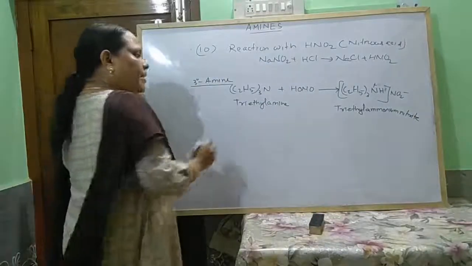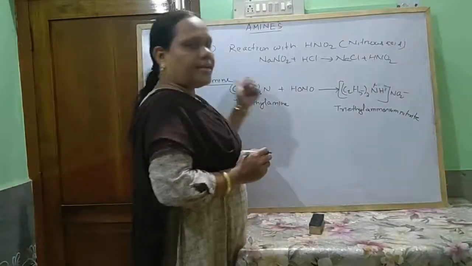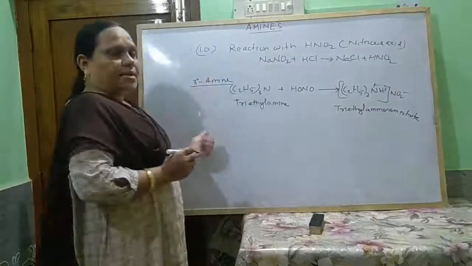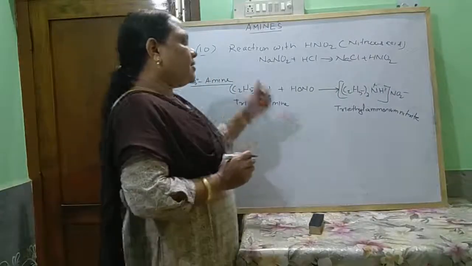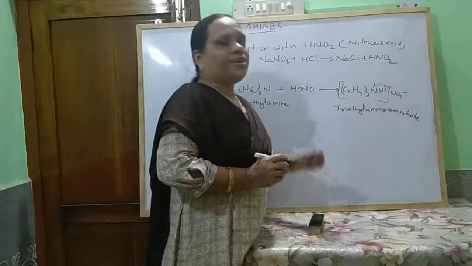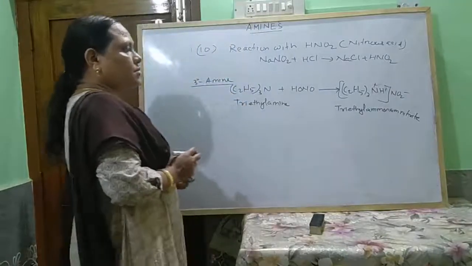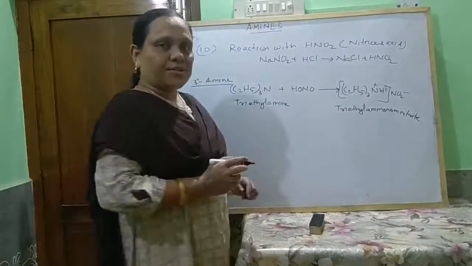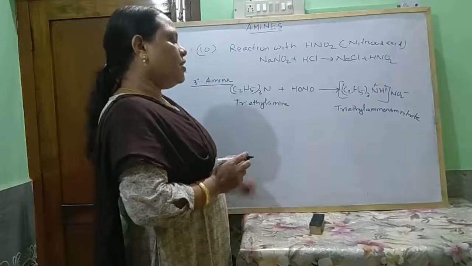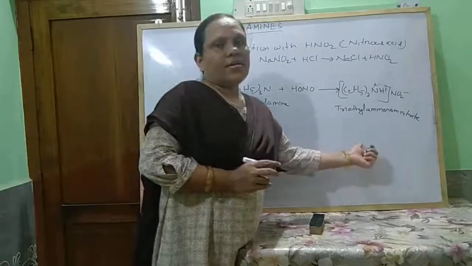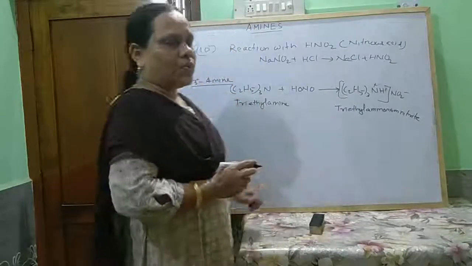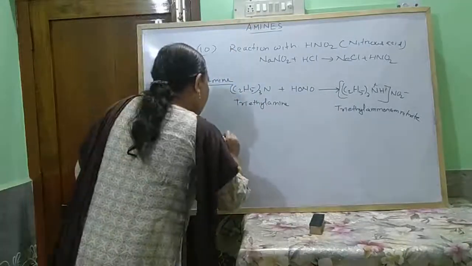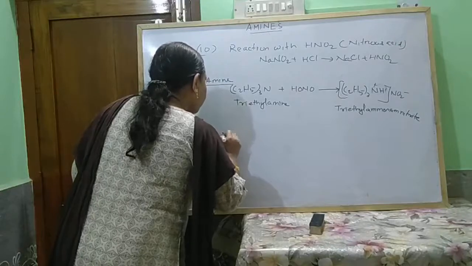Similarly, aromatic tertiary amine reacts with nitrous acid, but it does not form a salt like this. Generally, it undergoes an electrophilic substitution reaction to form green colored para-nitroso amine. Look at the example.